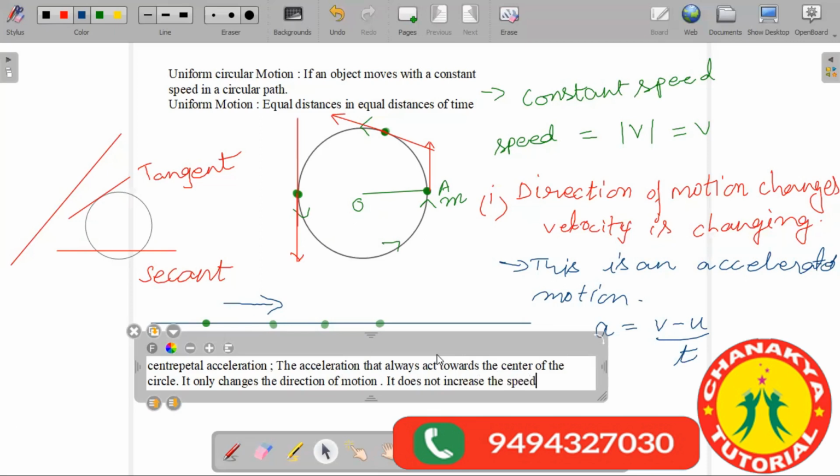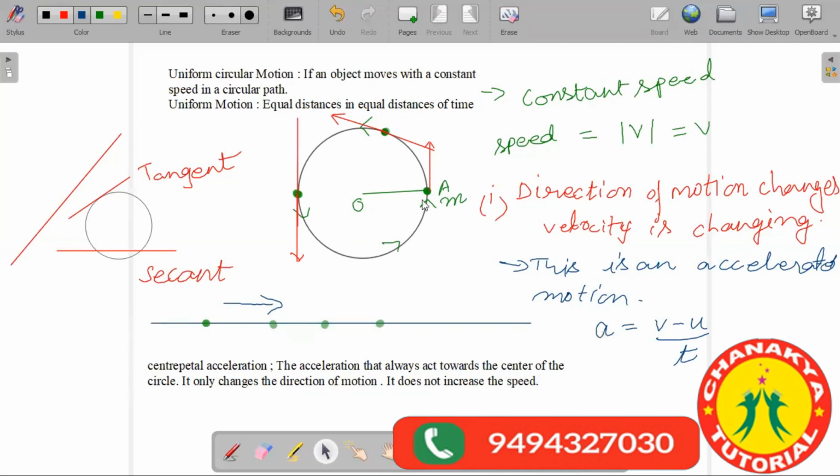Sir, can you explain the first statement on that circle, sir? I didn't understand. Okay, the acceleration that always acts towards the center of the circle is the centripetal acceleration. Right? So whatever we observed here, if an object is moving in a circle, it has an acceleration. This is accelerated motion, even if the object is moving with a constant speed. Got it?